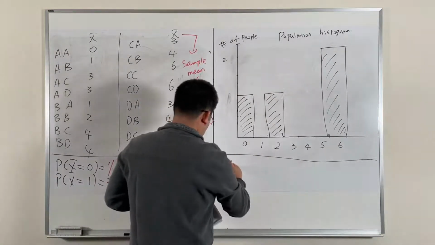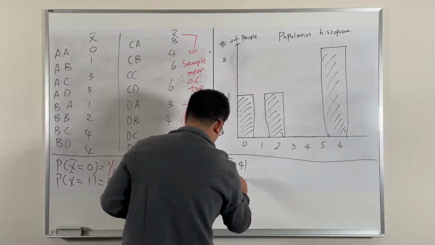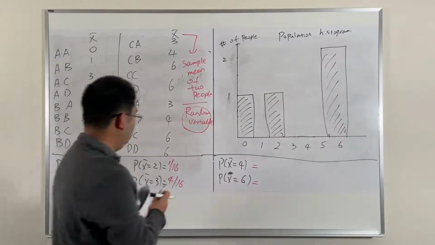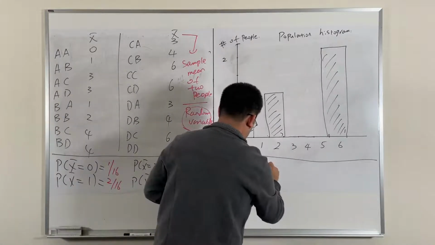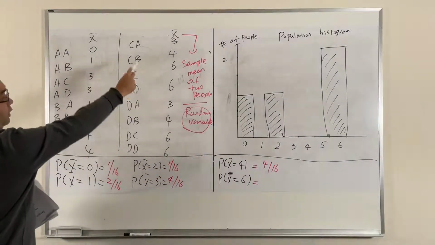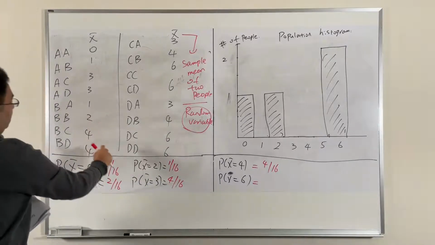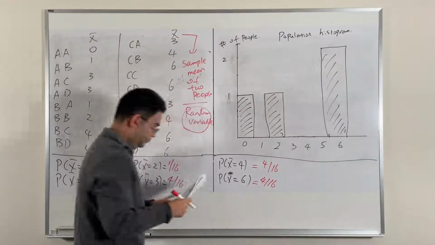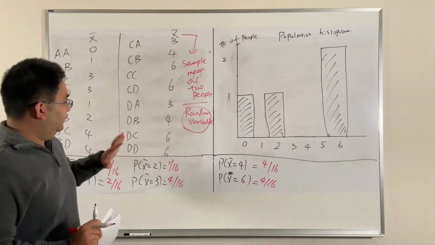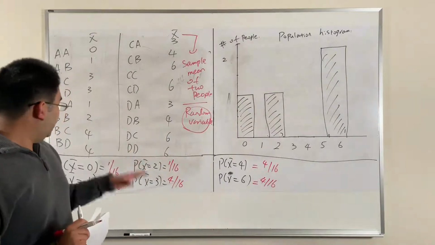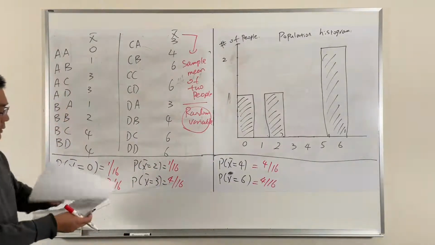Then x bar equals 4, and the probability of x bar equals 6. For 4, you have 1, 2, 3, 4, so 4/16, right? I'm skipping 5 because there's no 5 here. 5 is not a possible outcome of this random variable. And how many 6's do we have? 1, 2, 3, 4. Again, 4/16. So following this method of choosing 2 people and taking a sample mean, we have 6 possible outcomes, and to each one we attach a probability.